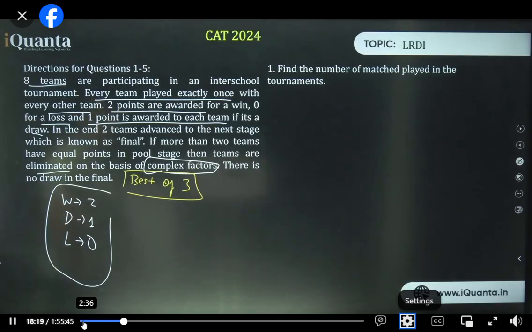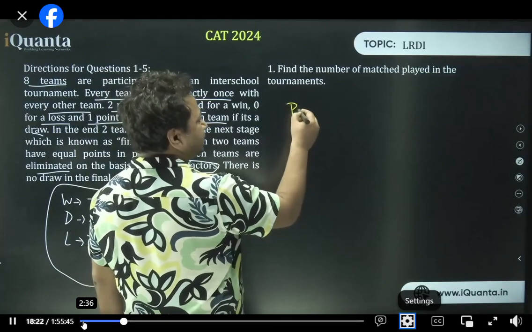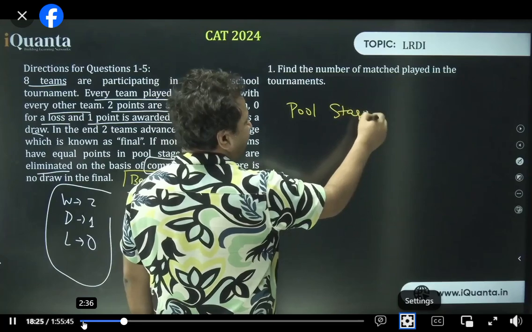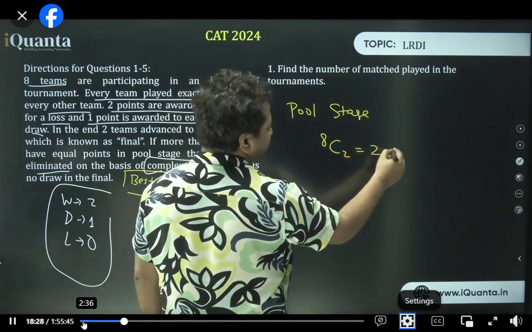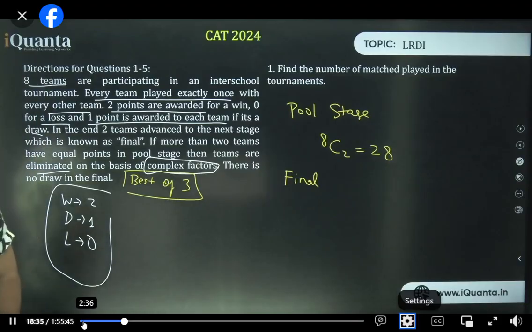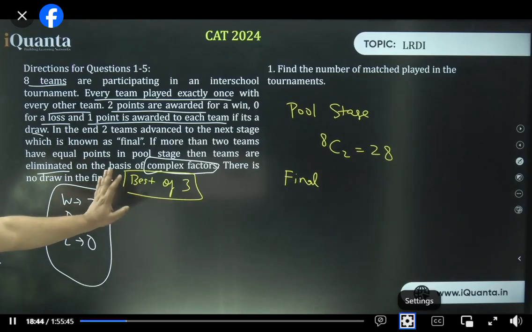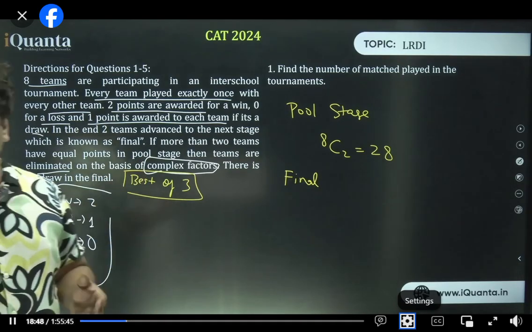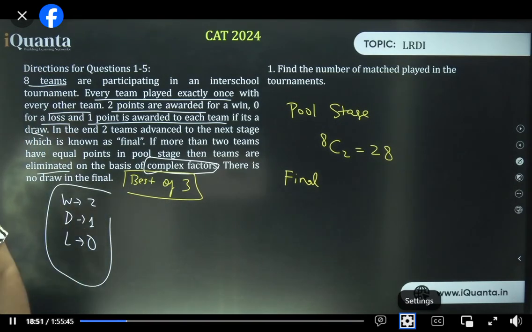Best of three. So in the tournament, there are two stages. Pool stage. So in the pool stage, there will be 8C2, that is 28 matches. And in the final, what is going to happen? The question statement had this point missing. In finals, we have best of three. So now tell me, in the pool stage, 28 to confirm it. In the final stage, how many matches will be there?